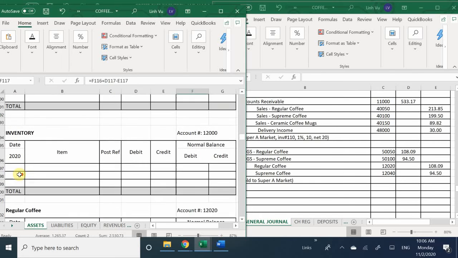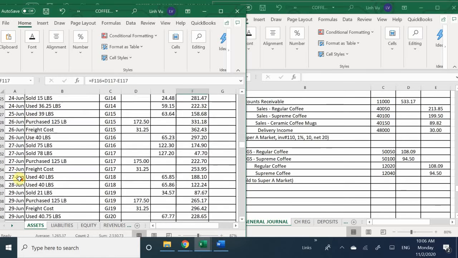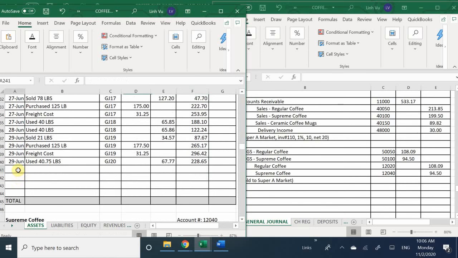And then we look for our assets and to regular coffee. The date is 6/30. So we sold 65 pounds. We're gonna credit it for 108.09.